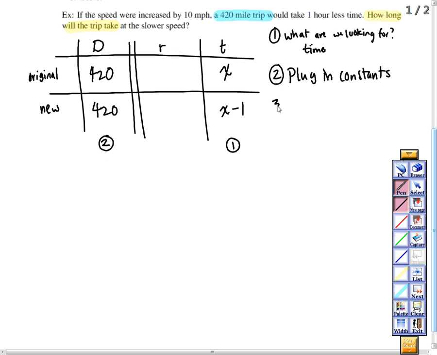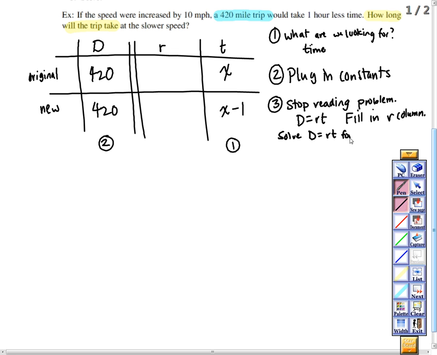And then the third thing we do is we stop reading the problem, and we use what we know about distance, rate, and time, the relationship. Okay, we know distance equals rate times time. We're going to fill in the remaining column, in this case the R column. So we need to solve this for R. To do so, we'll divide both sides by t. This will cancel. So we see that R equals d over t.